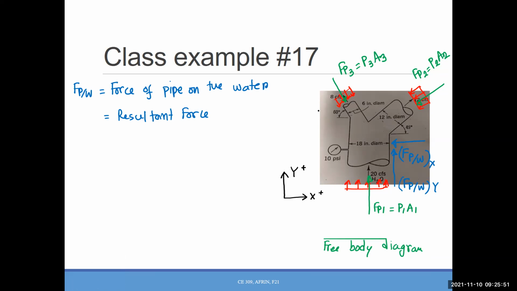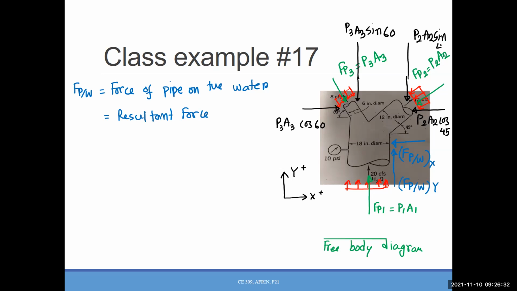Maybe I will use the black color. Okay, so this one will be P3 A3 cosine 60, P2 A2 cosine 45, and P3 A3 sine 60, P2 A2 sine 45, right? Okay, so now we have all the different types of external forces here, and we know the components also.